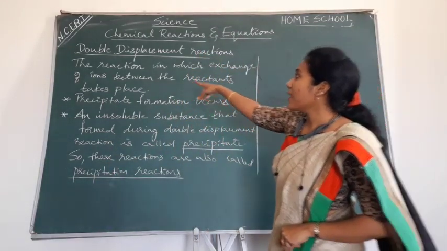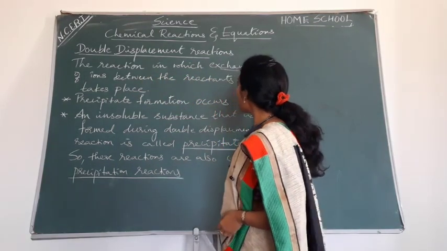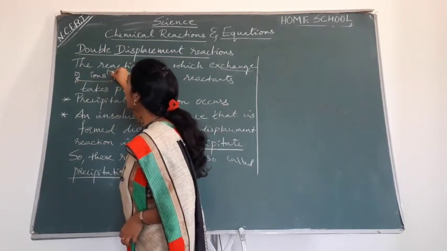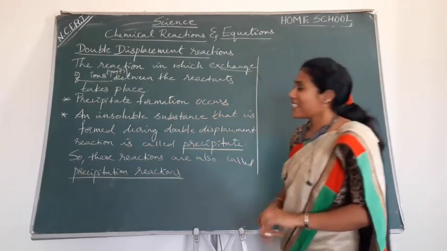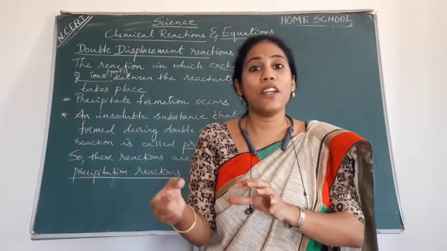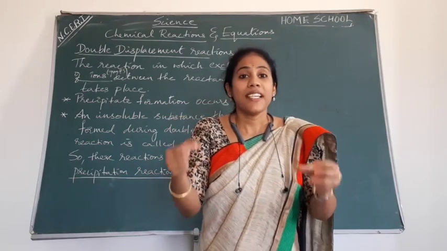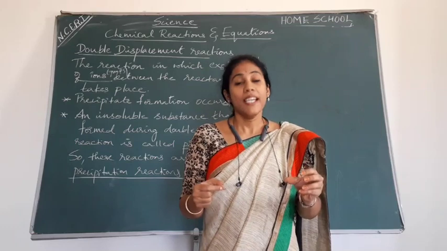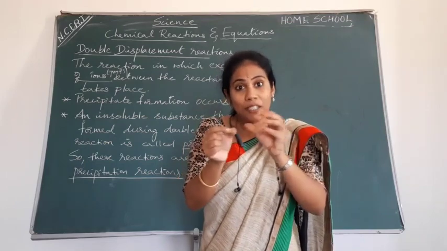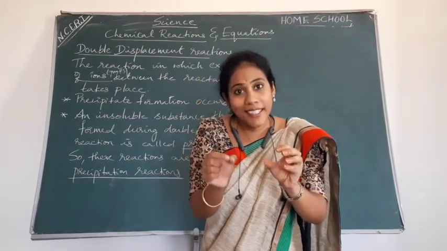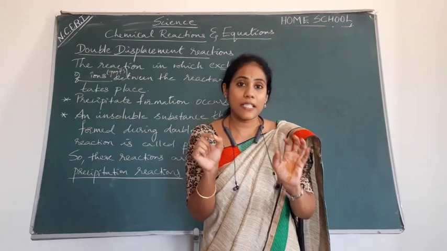So look at the definition. The reaction in which exchange of ions, or groups, anything you can call, exchange of ions between the reactants takes place. You will observe the exchange between two groups. Such a reaction is called double displacement reaction. Whenever you write a reaction, you will take two reactants, no? So something is getting exchanged between the two reactants. If such a thing happens in a reaction, then such reactions are called double displacement reactions.